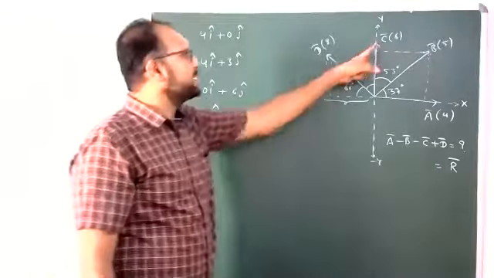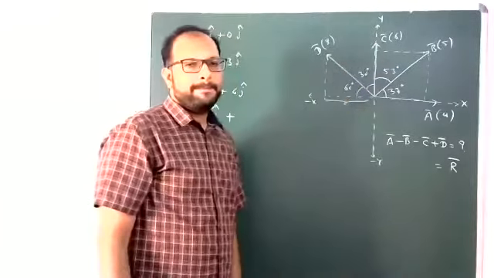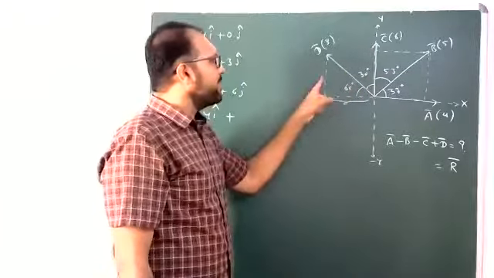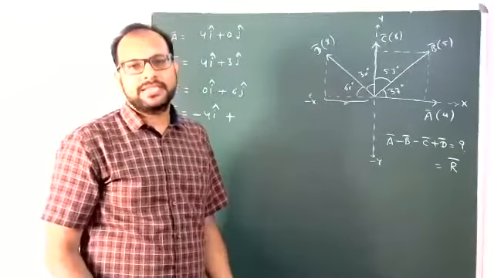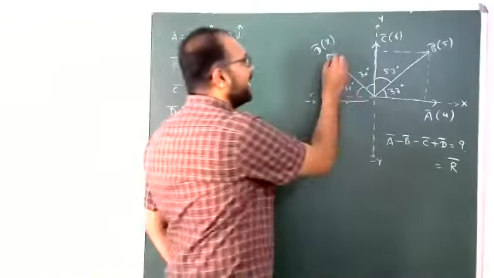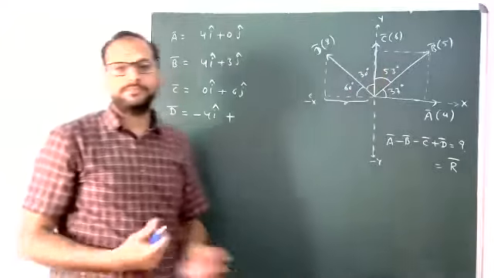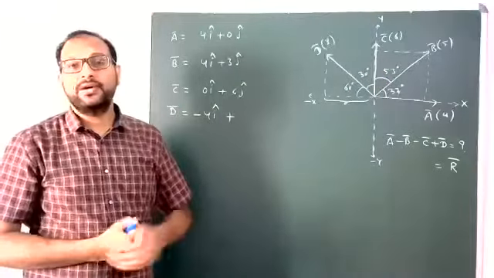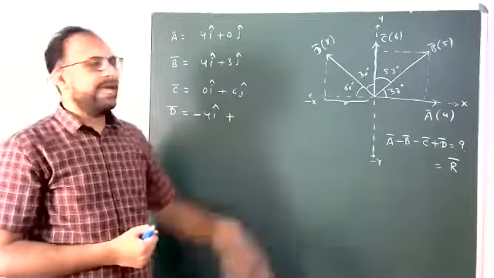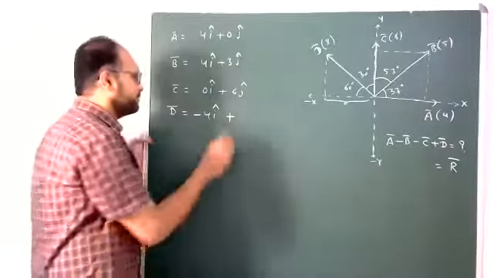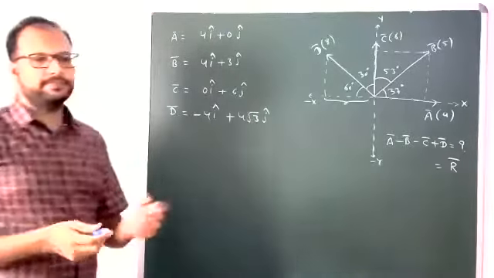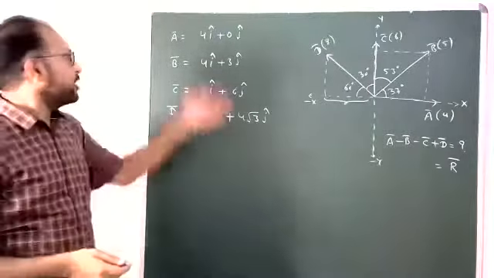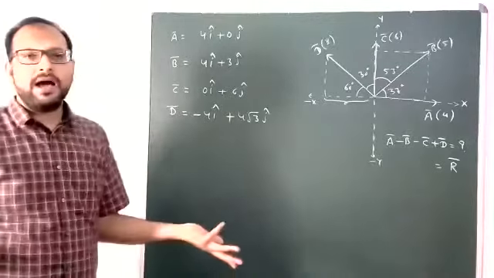Next, this side: the y component means the opposite side. So opposite to 60 is sine 60, otherwise adjacent to 30. Both are the same. Sine 60 is root 3 by 2 into 8, which is 4 root 3. So 4 root 3 j cap. Now A bar, B bar, C bar, D bar are all written.